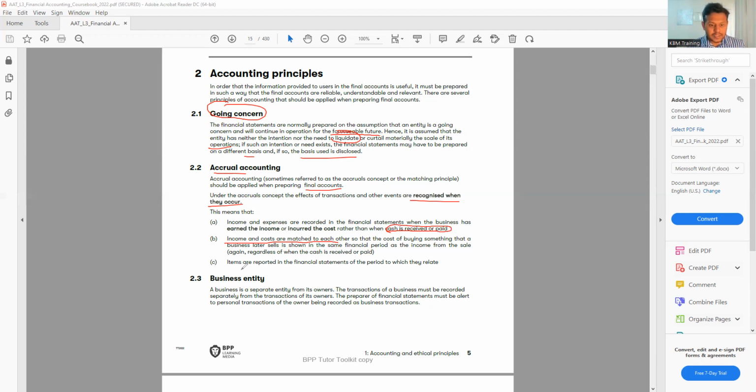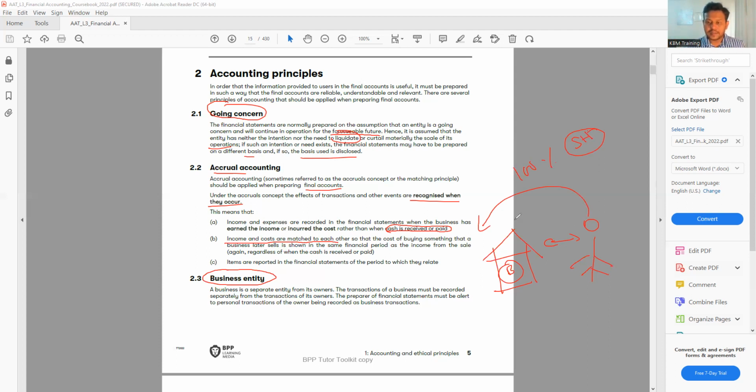Then we have another concept called business entity. As we just explained, the business and the owner are separate. For example, this is our business, and this is the owner. The business and owner are separate, we have to remember. Even if this person owns the business 100%, we call him the shareholder, the owner of the limited company. Even though he owns 100%, he is still separate from the business.